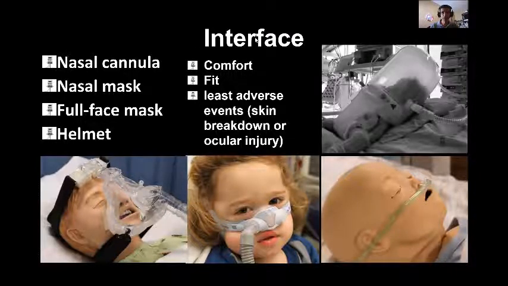How do we select the interface? It should be comfortable. It should fit where we are applying it, and should minimize the side effects. These side effects can be local and can be general. So we have the face mask, the nasal mask, the nasal prong, and the helmet.